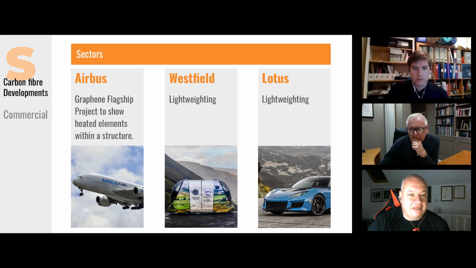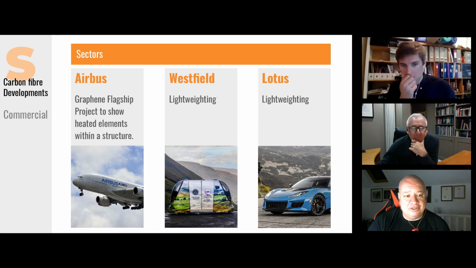At the other end of the scale, we have Westfield, which is about the same size as Versarion in terms of people, and they're developing automated pods and automotive products, which means that they're slightly quicker to market than some of these bigger companies. At the other end of the scale in automotive, we have Lotus, although not one of the biggest producers, a sizable producer, and backed heavily by the Chinese.